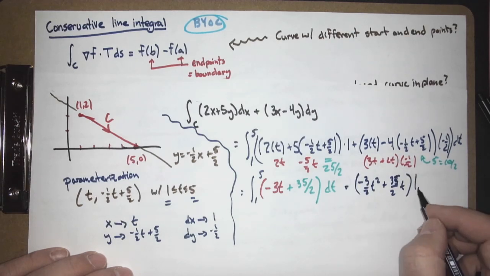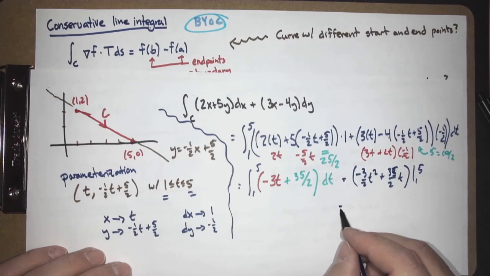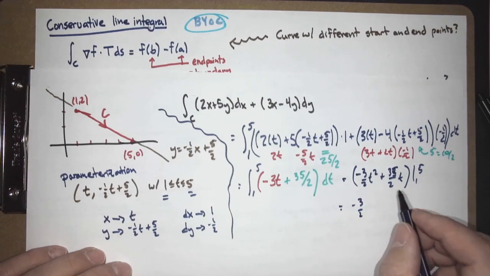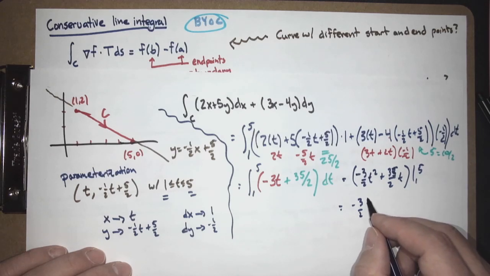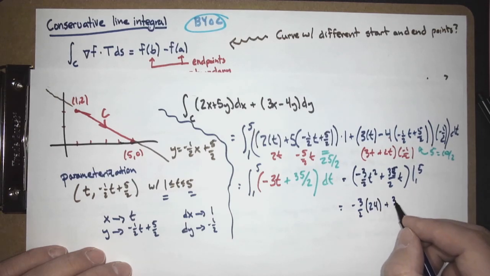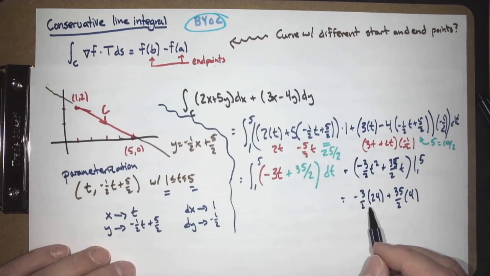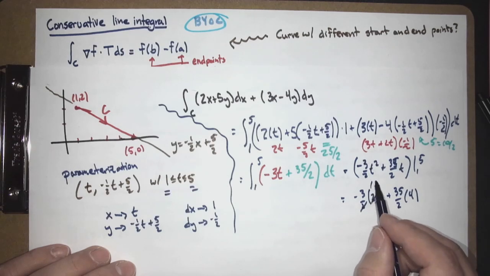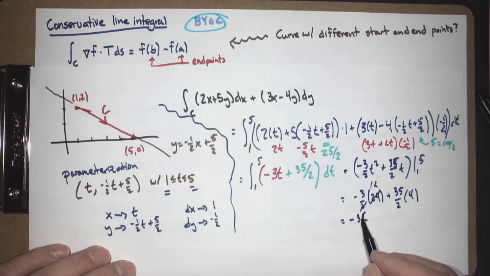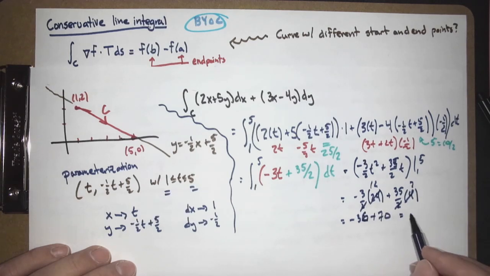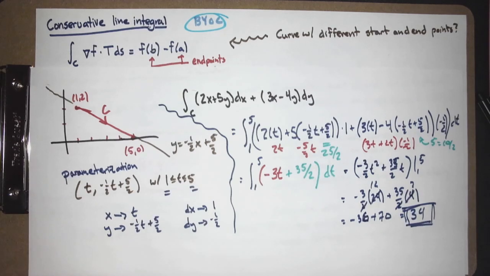You evaluate from 1 to 5. You get out a number. Now you can say a little bit better than that. 5 squared is 25. 1 squared is 1. So this becomes 25 minus 1, which is 24. 35/2. 5 minus 1 is 4. 2 goes into 24, 12, so this is minus 36. 2 goes into 4, plus 70 equals 34. There we go. I went a little bit fast at the end, but it's just evaluation.